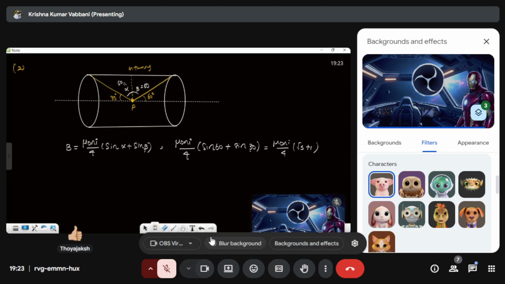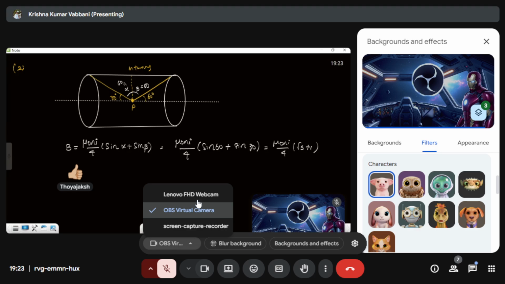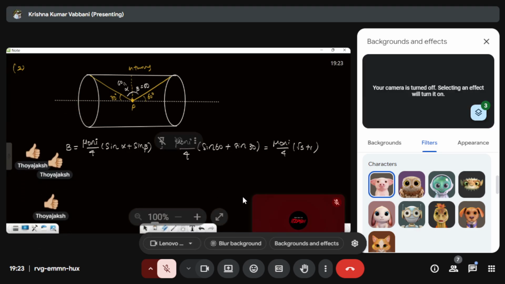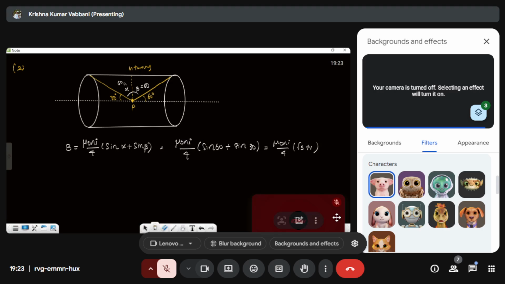So last class also I gave the same problem. I explained this derivation also last class. I didn't explain the derivation, but the formula is the same.